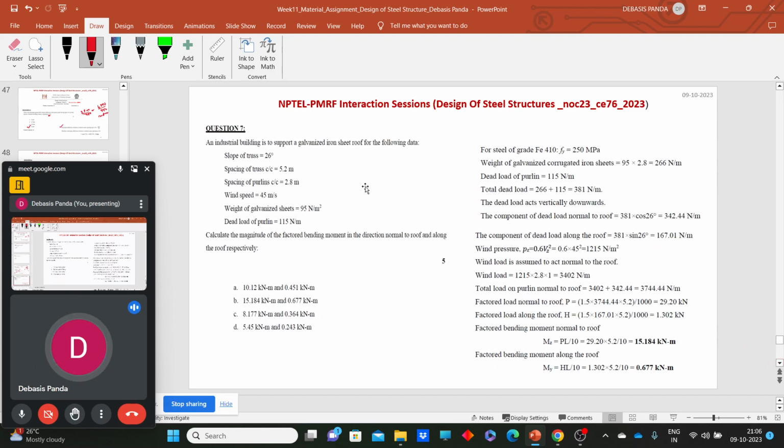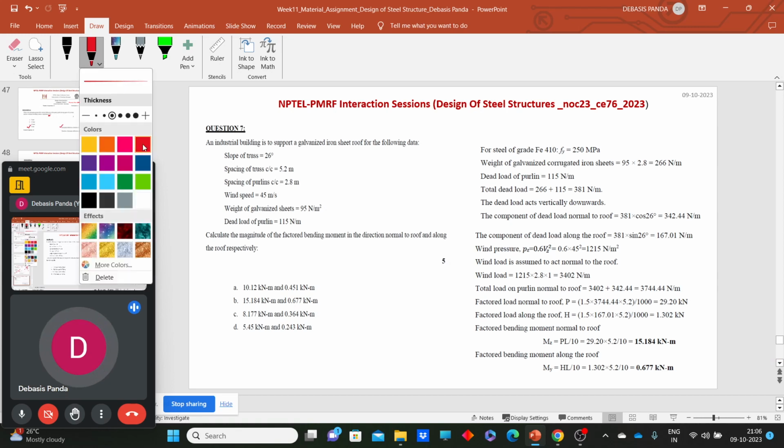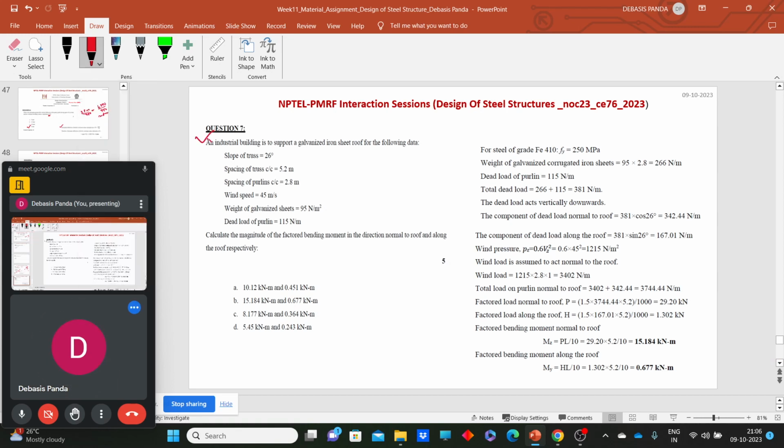Now, next question. Okay, so this is the design of purlin. We have just solved one example regarding this, so please go to the example. You can easily find it. What is the difference? In that example the slope was 30 degrees. Here the slope is given as 26 degrees. The spacing of the truss is a little bit different.